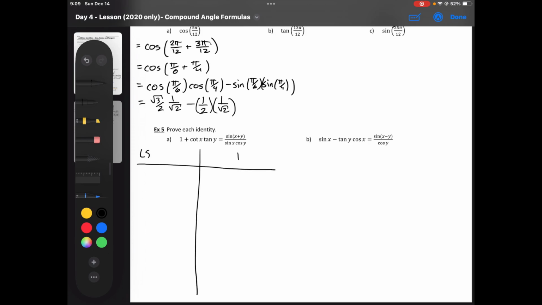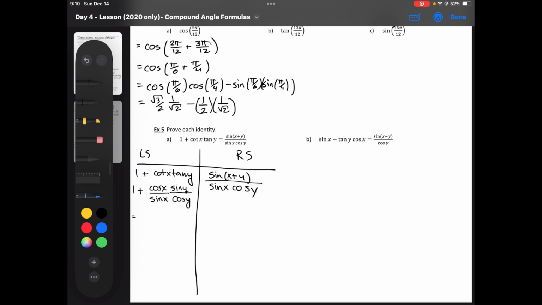This video goes over how to prove the identities. So I'm going to start off by putting the left side and the right side, and I'm going to write down what I have on the left and on the right. Since the left side is in terms of tan and cotan, I'm going to try and change those into sine and cos. So cotan x would be cos x over sine x, and then tan y would be sine y over cos y. So I've got two terms.